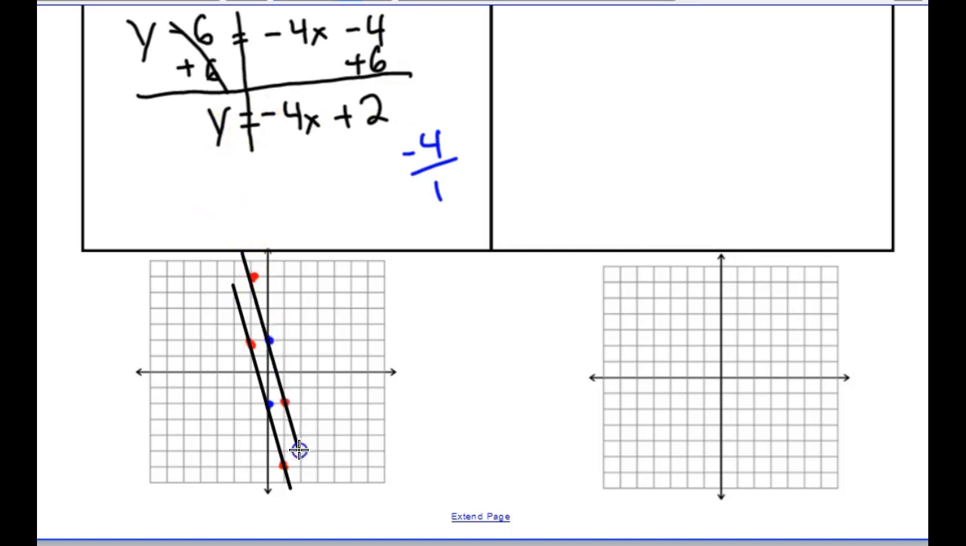So if we draw this one, we can see that both of our lines are parallel because they're both straight and they will never touch as long as they keep going on and on forever. They'll never touch.